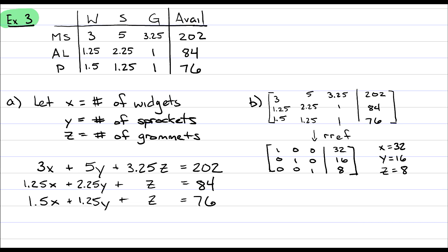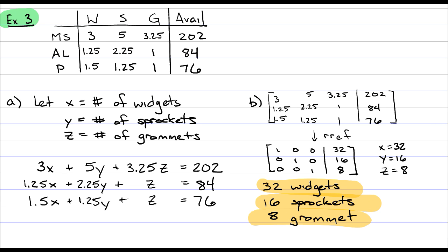So to do that, I'm going to write, as my answer, 32 widgets, 16 sprockets, and 8 grommets. This is how many units of each product the company needs to produce in order to use up all of the resources available to it in a given day.